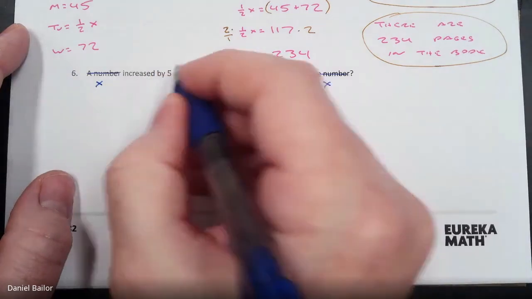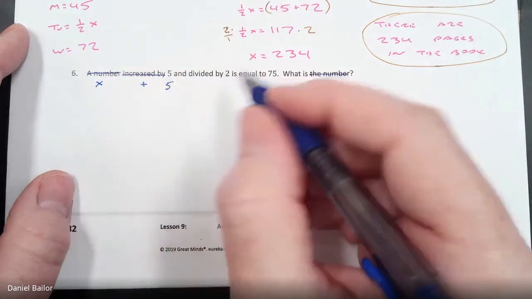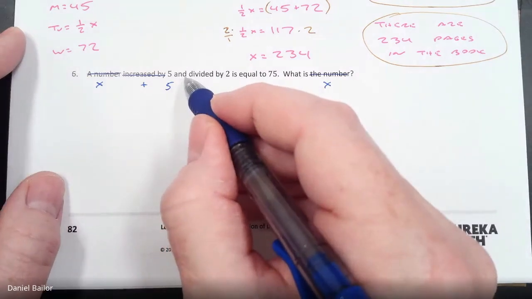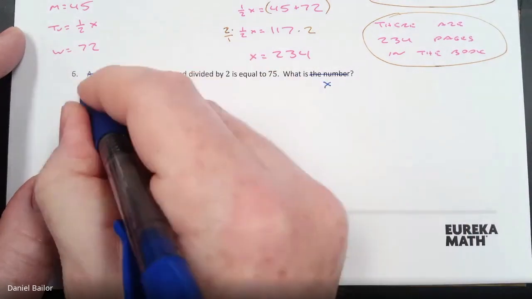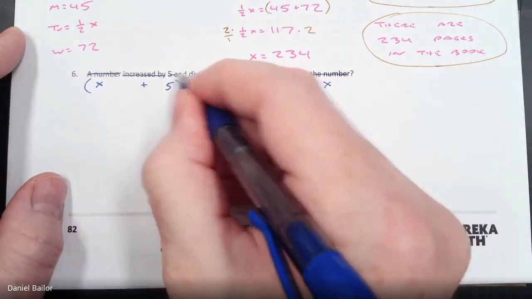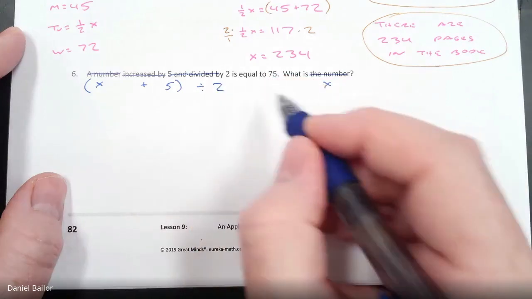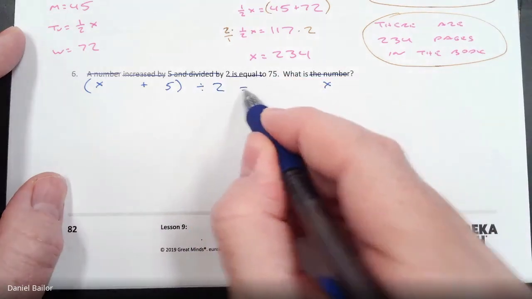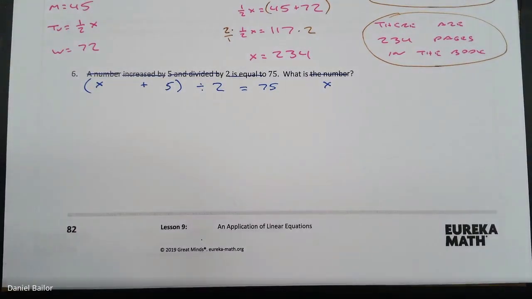So x increased by means plus. 5 means 5. And, now it says and, which means we have to do the beginning part first. So we want to do x increased by 5 first, and then divide by 2 is equal to 75. There we go. That is our equation. Let's just write in a different way.